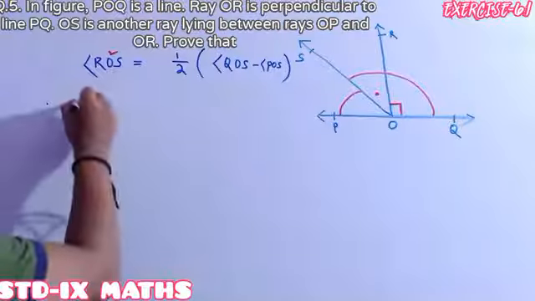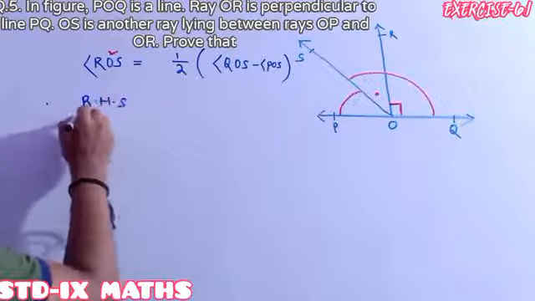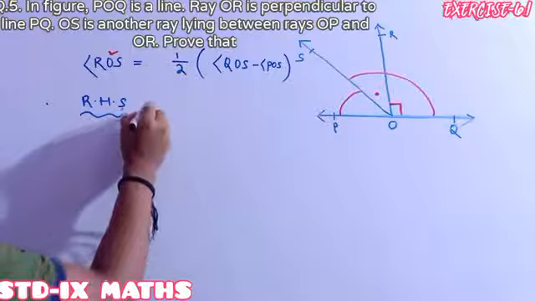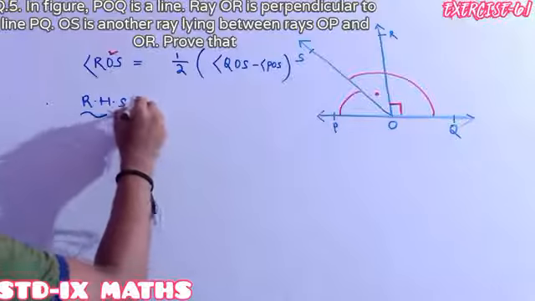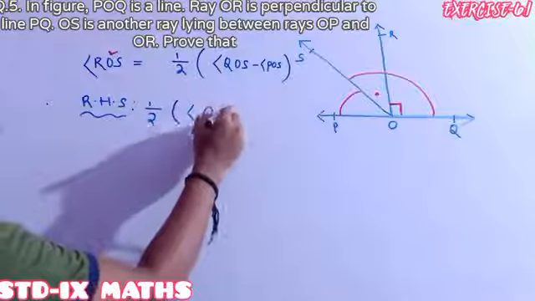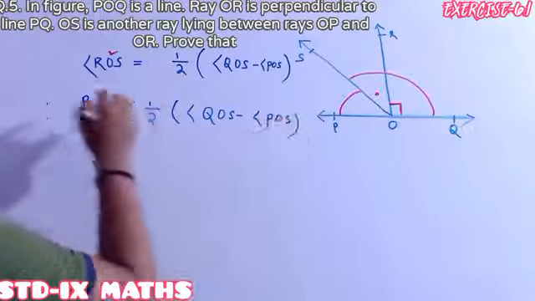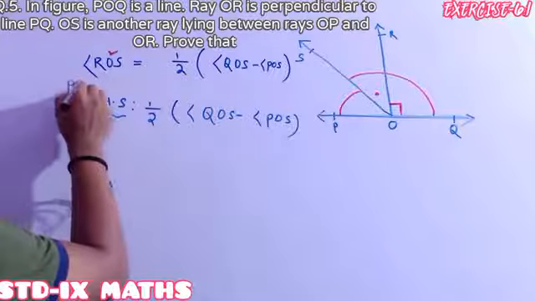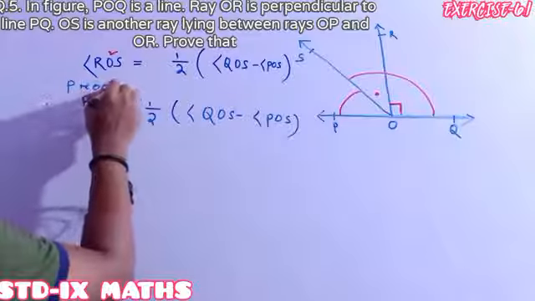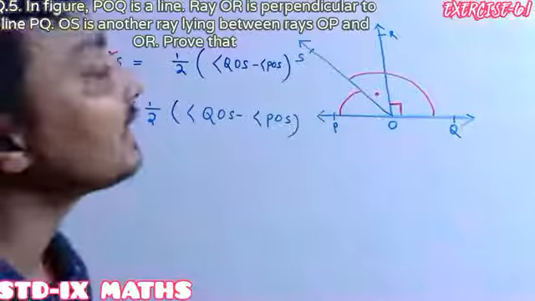See, we have to take it as the RHS. This one is a very easy question. RHS is given as 1 by 2 of QOS minus POS. So in your proof you have to follow just like this. But before that, you have to introduce a few things.